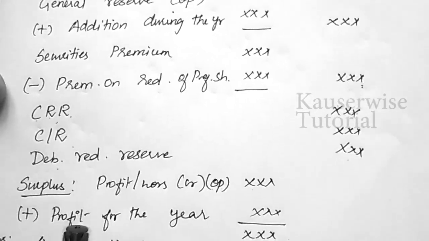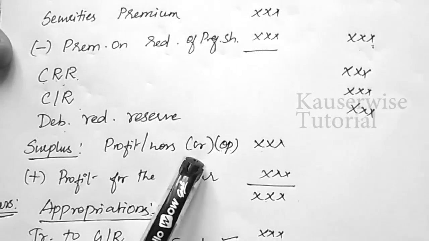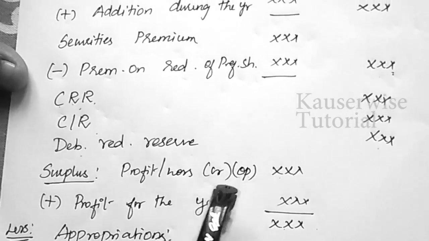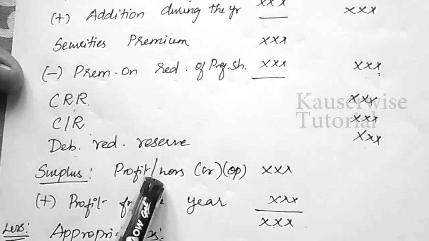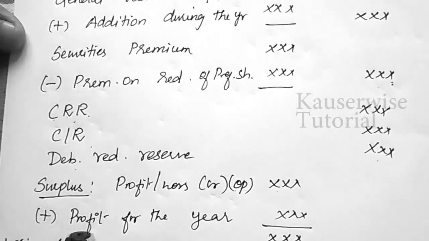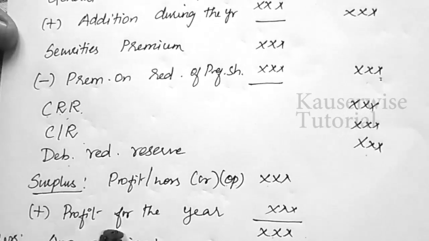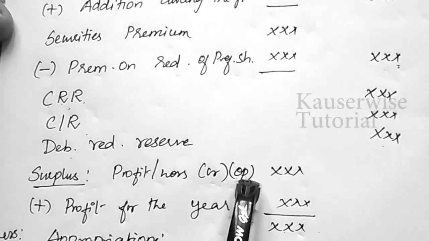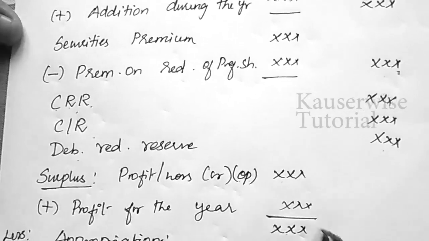Surplus means if you find any credit balance of profit and loss, it will be called the opening net profit, that is, the last year's profit shown in the trial balance. Now add the net profit during this year. If you find any profit for the year, that will be added along with the opening profit. You can get the total profit.